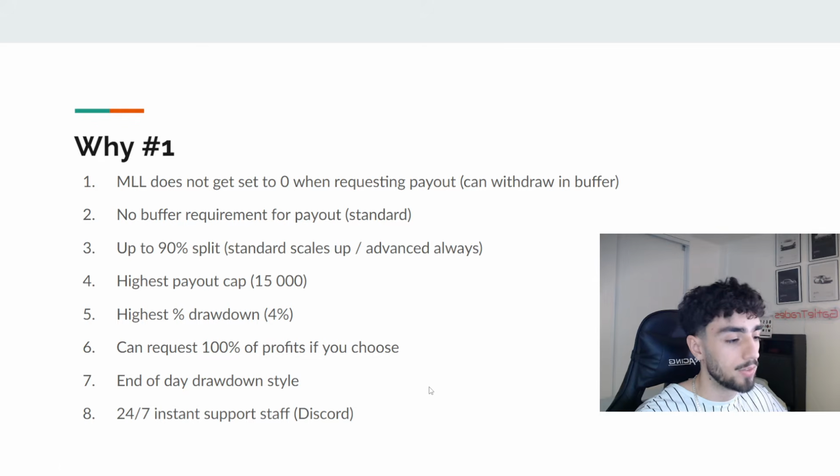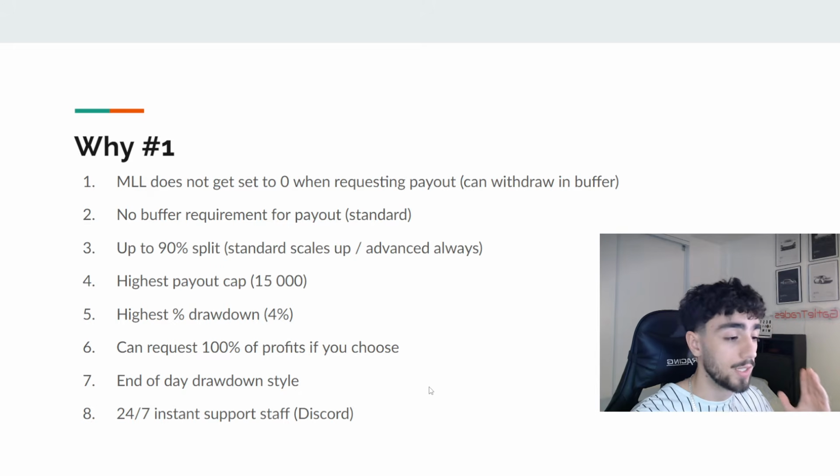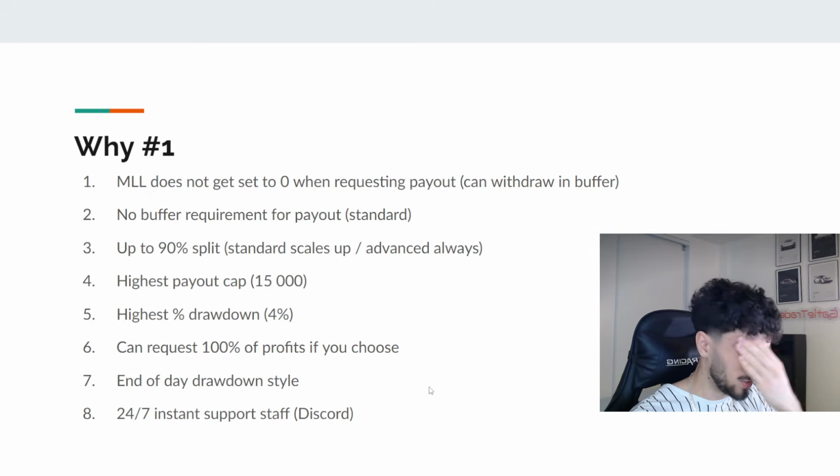They have 24/7 instant support staff in their Discord, and I know that doesn't seem as important for some of you, but when I say they're always there willing to help you, they get paid to help you, they're always available, they always reply to me. I've asked them like hundreds of questions for you guys, and they're always there available in their Discord for free. It's a free tool.